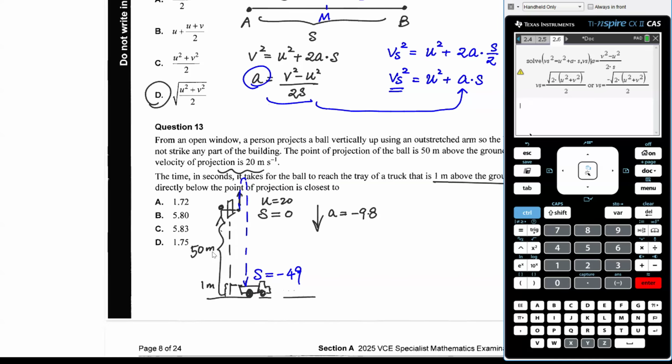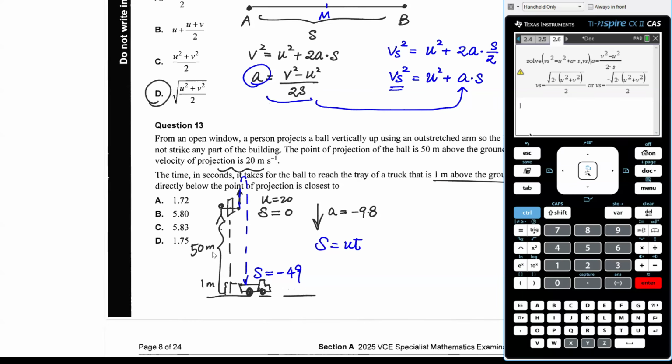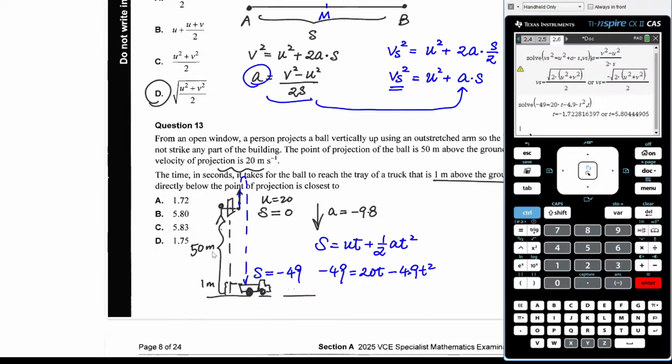So I'm going to use s equals ut plus half at squared. So minus 49 equals 20t minus 4.9t squared. Grab the CAS, solve minus 49 equals 20t minus 4.9t squared, comma t. You see, you need to discard the negative solution, and the positive solution is 5.80.